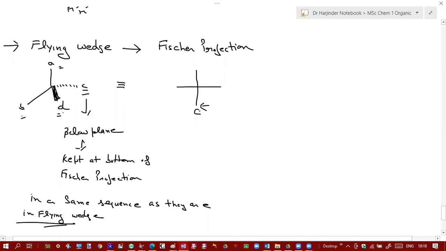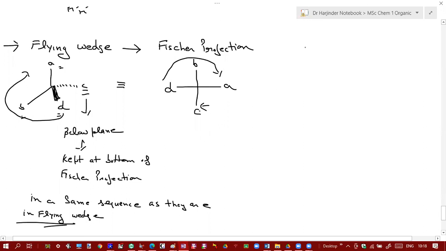First you have D, B and A. Okay. Then which direction are they rotating? Clockwise. So you will write D, B and A. You can see their sequence is the same. So this is how you convert flying wedge into Fisher.